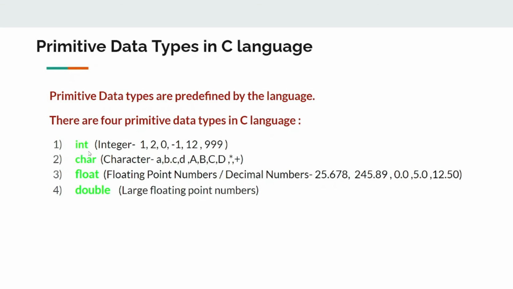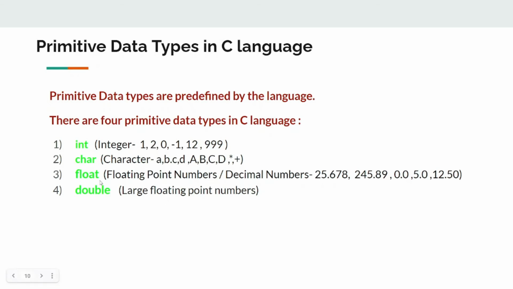So, as suggested by the name itself, an int variable will hold integer values. A char variable will hold character values like single alphabets, capital A, capital B, capital C, or special characters like star, space, plus, minus, semicolon, commas, like this. A character variable can also hold integer values from 0 to 9. Float variables will hold decimal numbers like 25.67, like this. Double will hold large floating point numbers.